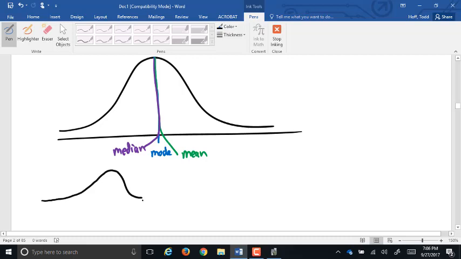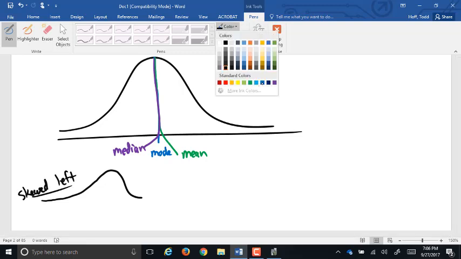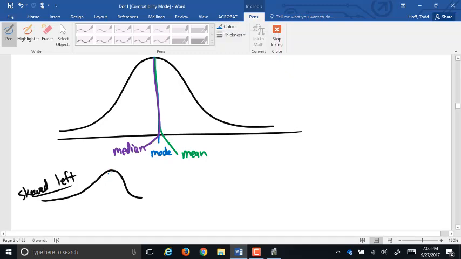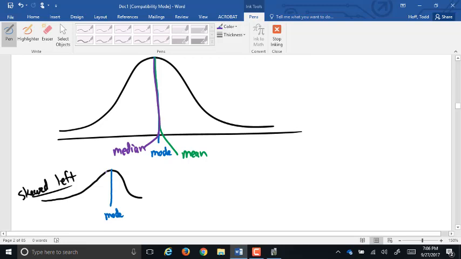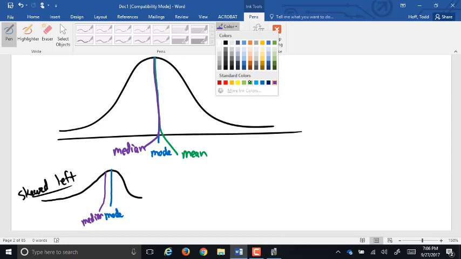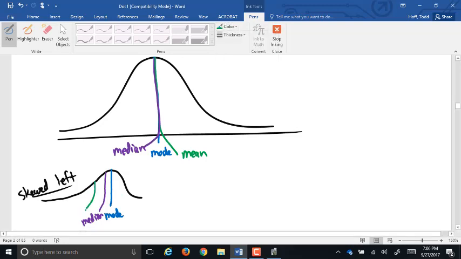Which direction is that skewed? Left. And a data set that's skewed left, well, the mode is still the highest point. That's my mode. The median is probably going to move over a little bit. The mean is going to be, depending on how skewed it is, stretched out even further.